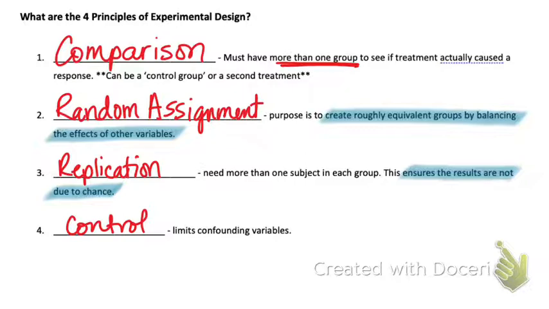What are the 4 principles of experimental design? First, random assignment, replication, comparison, control. I'm so sorry that this does not have a fun acronym. It just is. Alrighty. Okay. Nice.